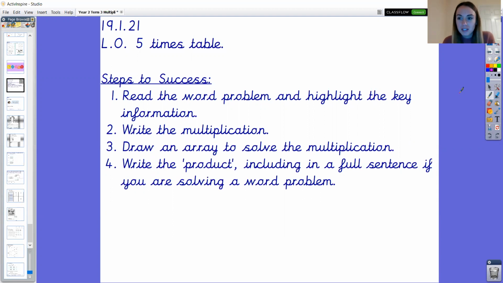Well done Year 2. So today looking at our steps to success, as we are going to be focusing on reasoning questions today, the first thing we must do is read the word problem carefully and highlight the key information. Next, write the multiplication sentence, followed by drawing an array to help you if it's useful in the problem that you are solving. And lastly, write the product, including in a full sentence if you are solving a word problem.